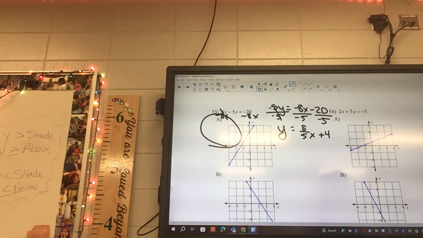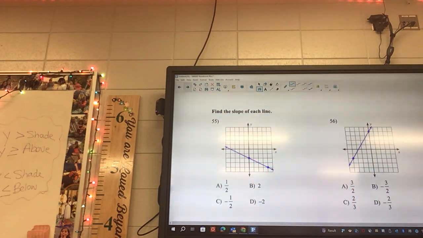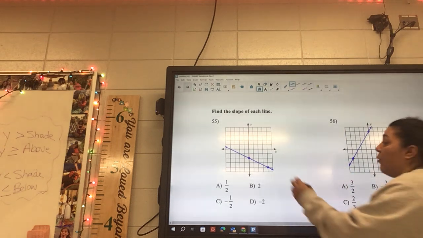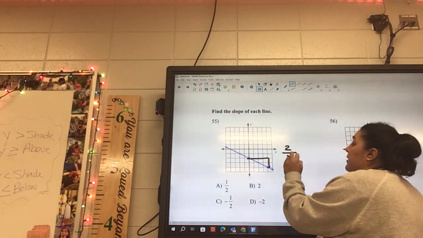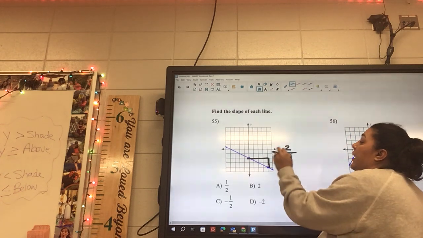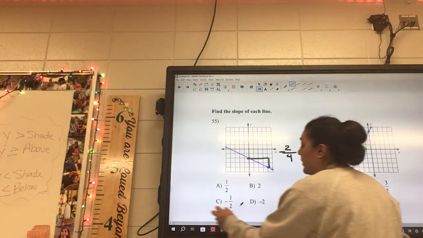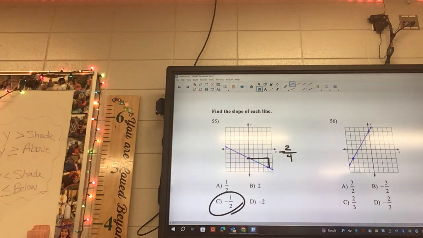Okay, 55 says find the slope of the line. How much do you rise? How much do you run? Rise 2. Rise 2, run what? 4. 4. Okay, is it positive or negative line? Negative. Okay, so we got a negative 2 over 4, which is negative half. That's what it simplifies to. Negative 1/2.